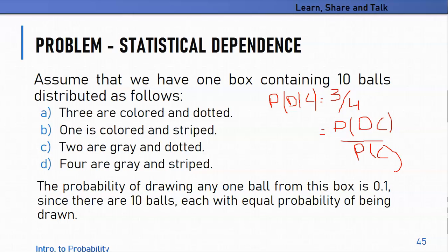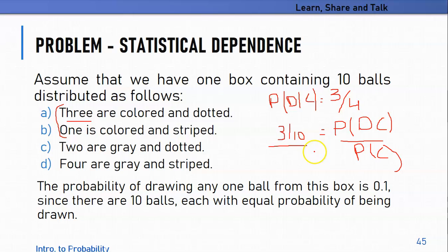Now if I look again, what is the joint probability of having dotted and colored? I can simply see here how many balls are dotted and colored: 3. And total balls are 10. So the probability of dotted and colored would be 3 divided by 10, divided by the chances of having a colored ball. How many colored balls are there? There are 4, 3 plus 1. And total balls are 10.